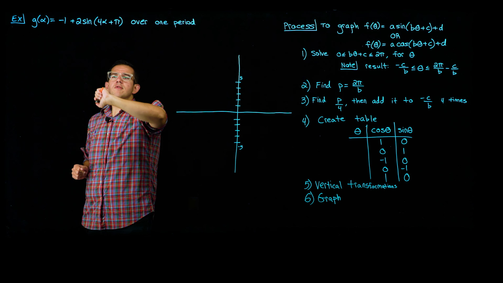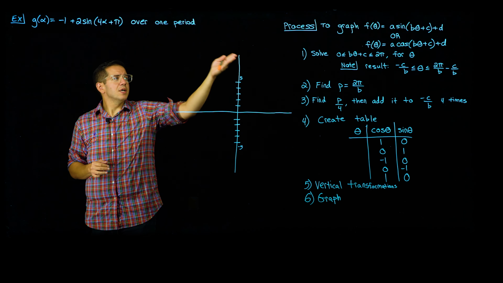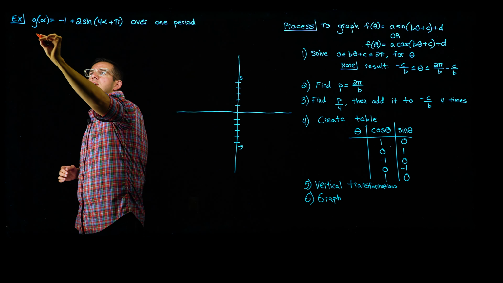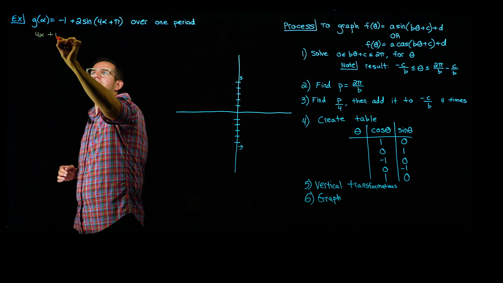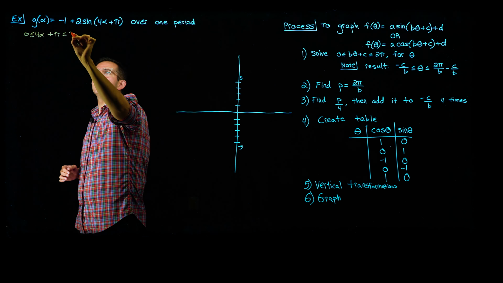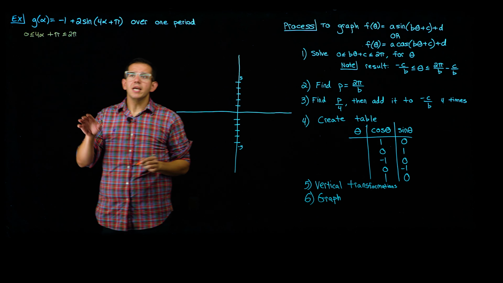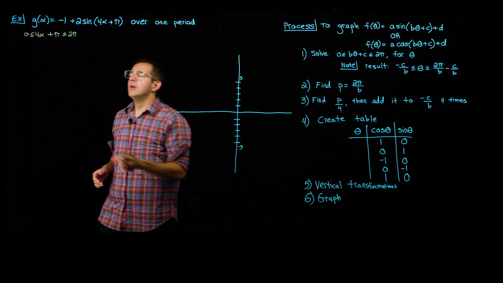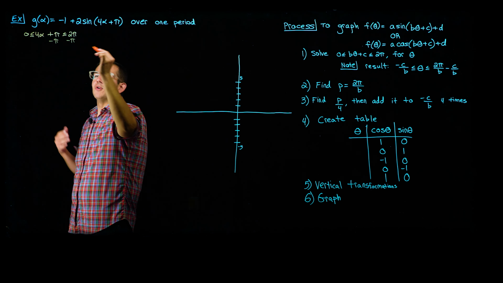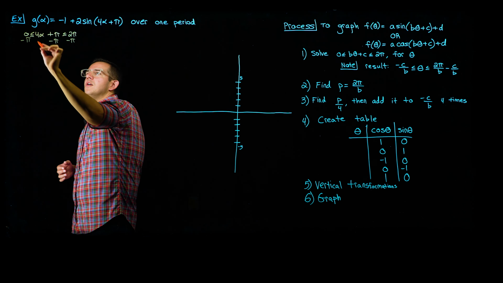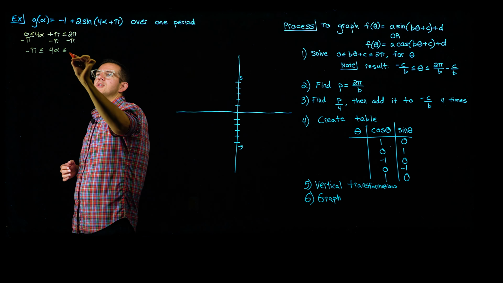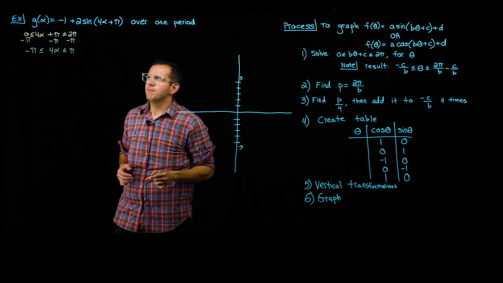So to apply the transformation method, remember the first step is to solve that inequality. So we're going to take what's inside of sine, which is 4 alpha plus pi, and set it greater than or equal to 0 and less than or equal to 2 pi, and begin solving for alpha. So we can subtract pi from each side of the inequality, which will give us negative pi is less than or equal to 4 alpha, which is less than or equal to pi.